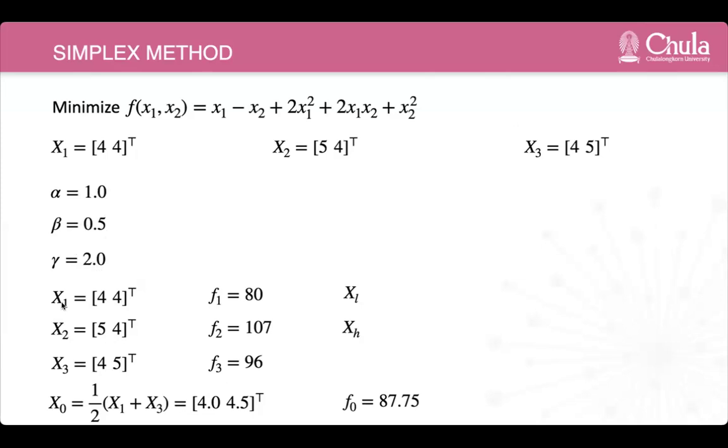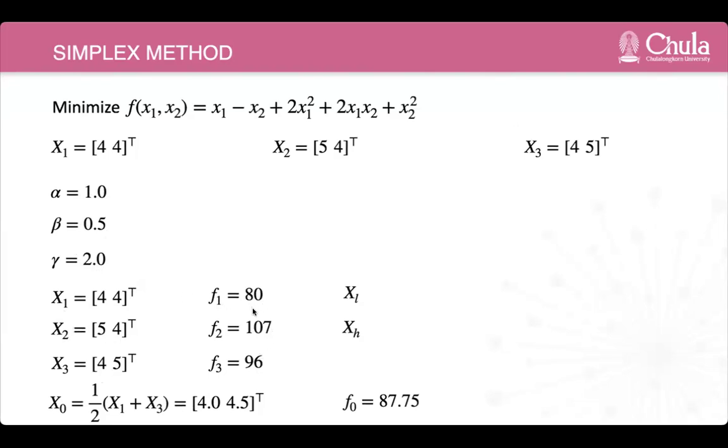At x1 first, we evaluate the objective function here. And the objective function is 80, okay? At x2, the objective function is 107. And at x3, we got 96, okay? These 3 points.